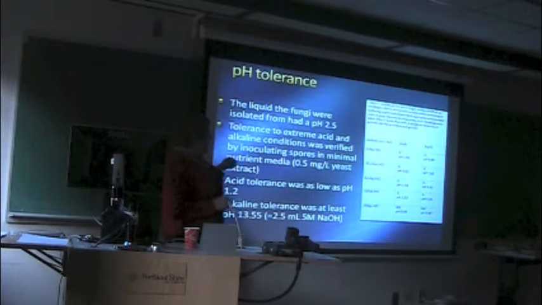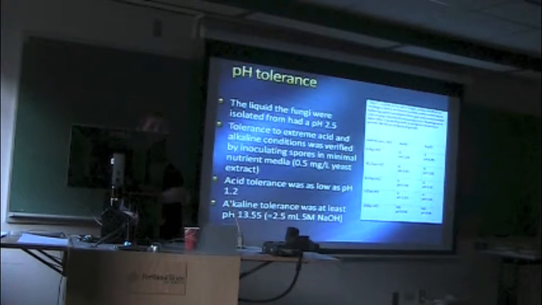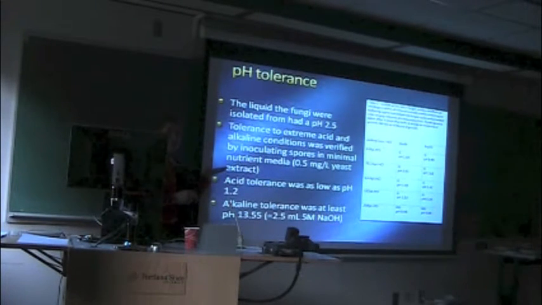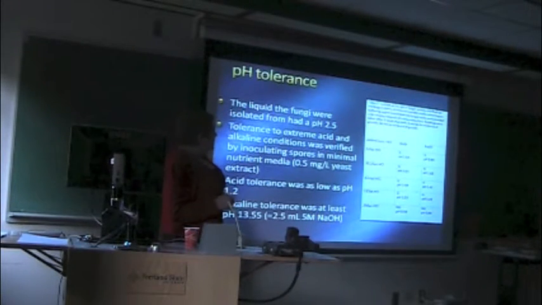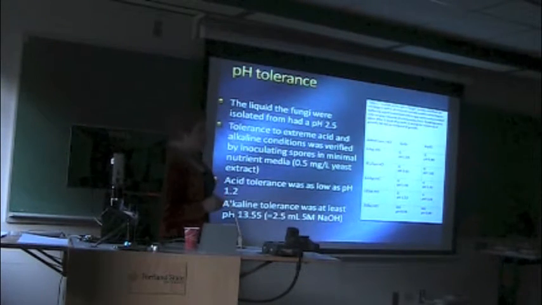So I inoculated spores into, again, the minimal nutrient media, and that's 0.5 milligrams per liter yeast extract. So typical media would be 5 grams per liter yeast extract. So we've really reduced the nutrient that we're giving them. And then we amended the media with either hydrochloric acid or sodium hydroxide.